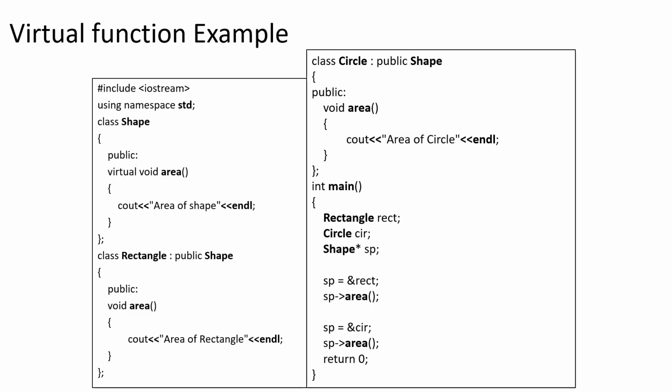In this example, we have a base class Shape with a virtual function area. Derived classes are Rectangle and Circle. Each class implements the area function differently. Using a base class pointer, we can call different implementations at runtime. This improves flexibility and reusability.